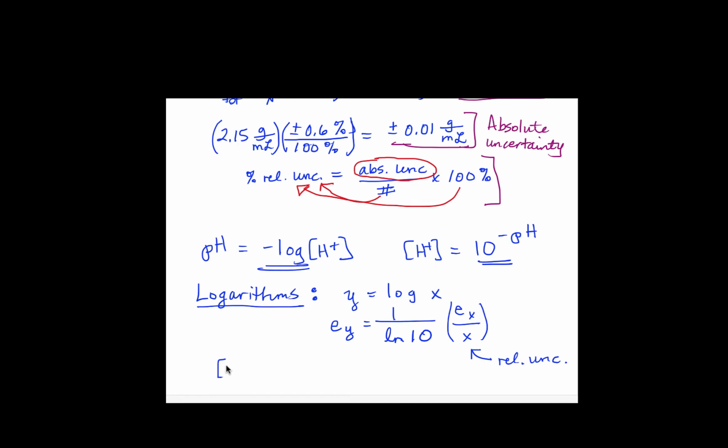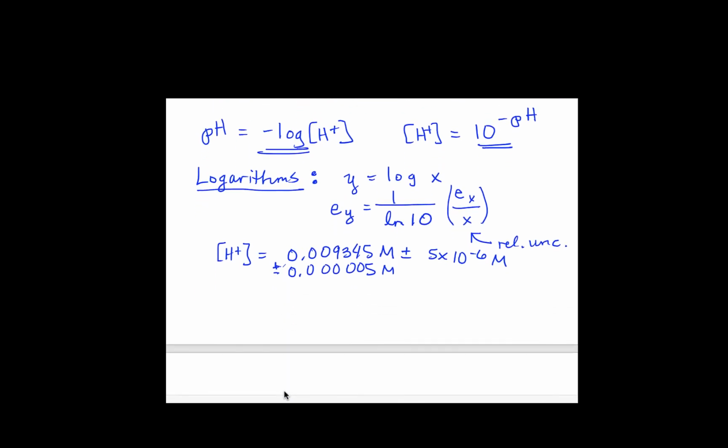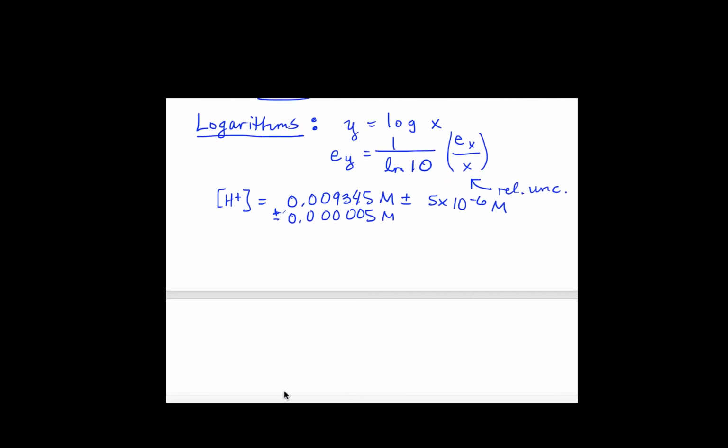An example here for us would be if we have a concentration, let's say we have 0.009345 molar. We've done a very careful titration series and we've been able to calculate our uncertainty here, which is 5 times 10 to the minus 6 molarity. So that's the same thing as 0.000005 molar. Okay, so we have carefully calculated this molarity. We want to carefully calculate the pH with just as much precision.